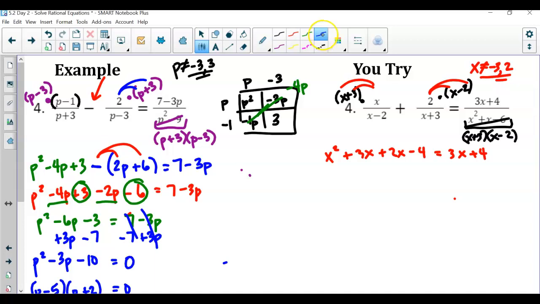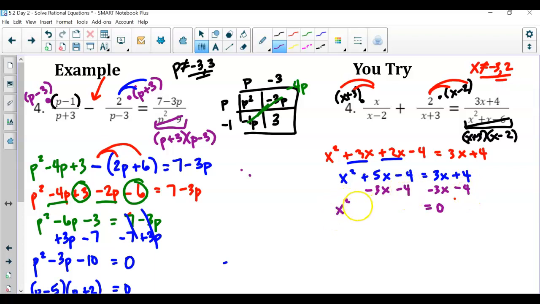Now I notice on the left, you have like terms to combine, 3x plus 2x. So x squared plus 5x minus 4 is equal to 3x plus 4. And again, you're solving a quadratic, right? Here I've got x squared, and it has to equal 0. So moving over 3x, line up the like terms, and also subtract 4. Now I've got x squared plus 2x from 5x minus 3x, minus 8. Negative 4 minus 4, negative 8.